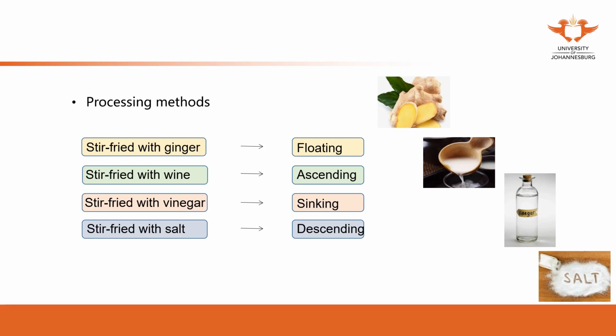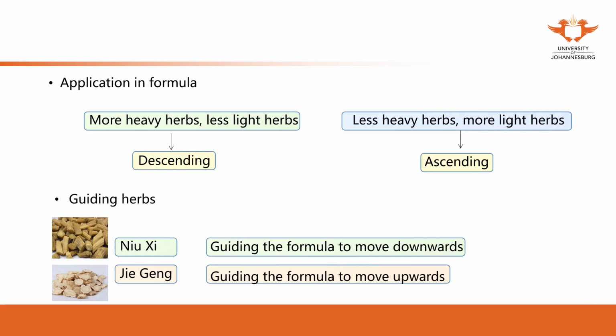If we need to change the direction of the tendency of the herbs, we can use these different processing methods. You also can use the other method if you use the herbs in a formula. In a group of herbs, in one formula, we normally have more than 8 different kinds of herbs. 8 to 12 is the most common ingredients in one formula.